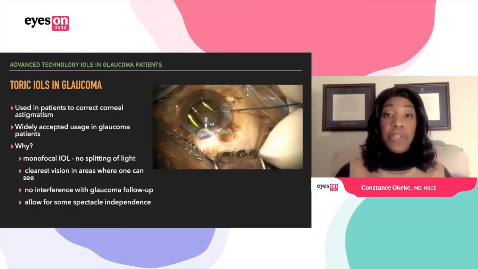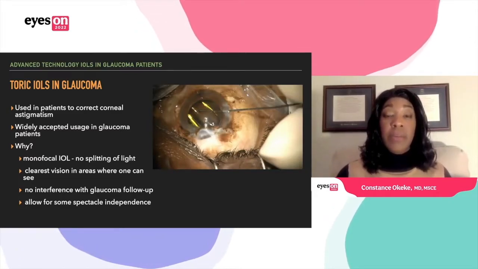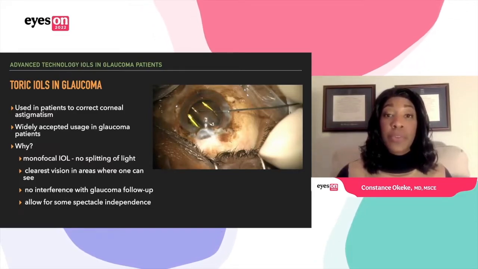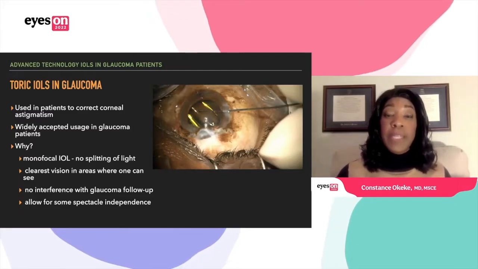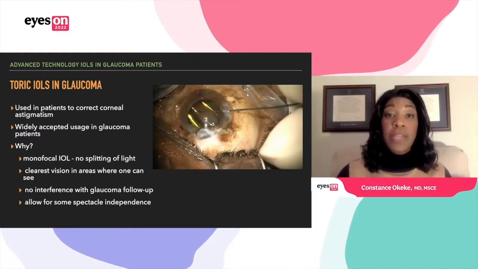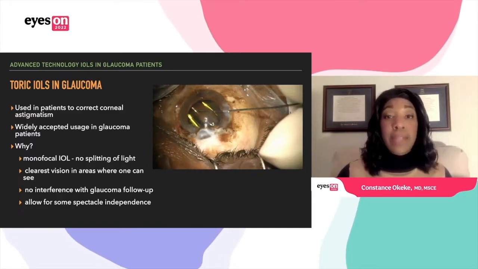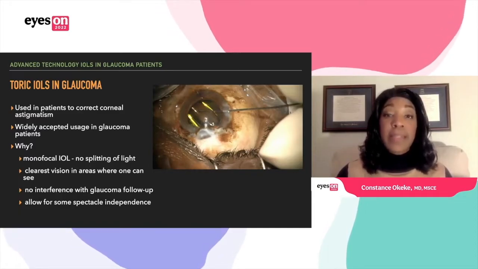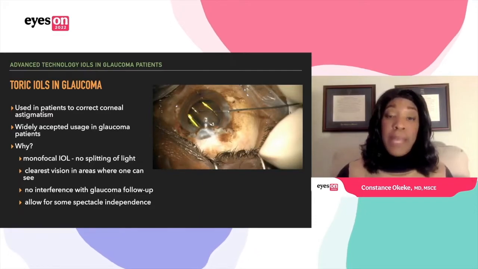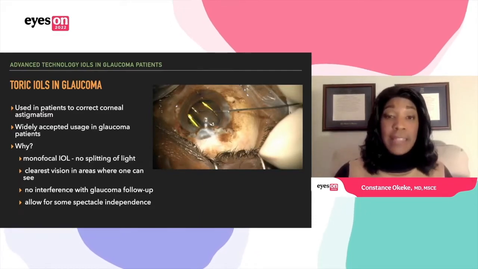I have a patient who has advanced glaucoma, and his desire was to be able to see at distance in order to go fishing without glasses. He had advanced glaucoma, but his central zone was maintained over several years. We decided to do a toric lens on this patient, combined with a MIGS procedure, and he's had stable glaucoma and stable, excellent central vision, and has been happy being able to fish without glasses.